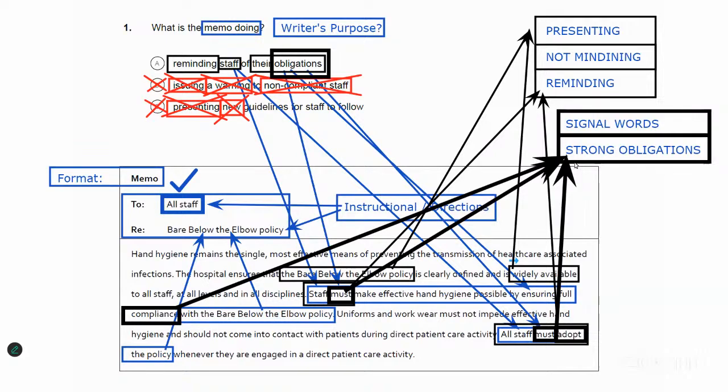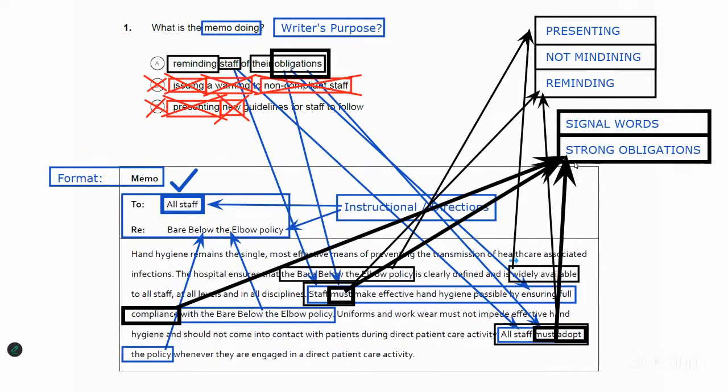Next, final trainer approved answer. A, reminding staff of their obligations. Now, why is A correct? My explanation for you, as your trainer. Because the memo is not threatening anyone, no warning, so B is ruled out, and it is not giving new rules. It is clearly telling all staff to remember and follow an already existing policy. So no C.